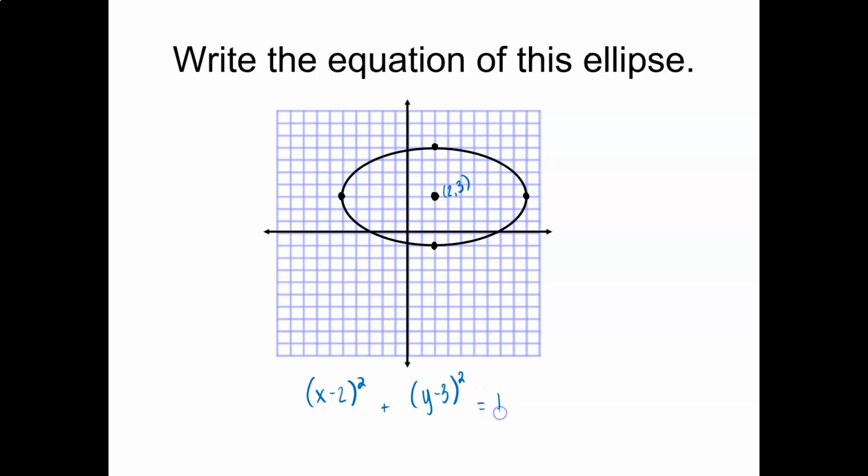Ellipses in standard form are always going to equal 1. And then to find the number that goes underneath my x, I'm going to go from one of the vertices over to the center. And I've got 1, 2, 3, 4, 5, 6, 7 for this. So since that is 7, I should put 49 right here. And then vertically, that length right there is 4. So 4 squared will give me 16.